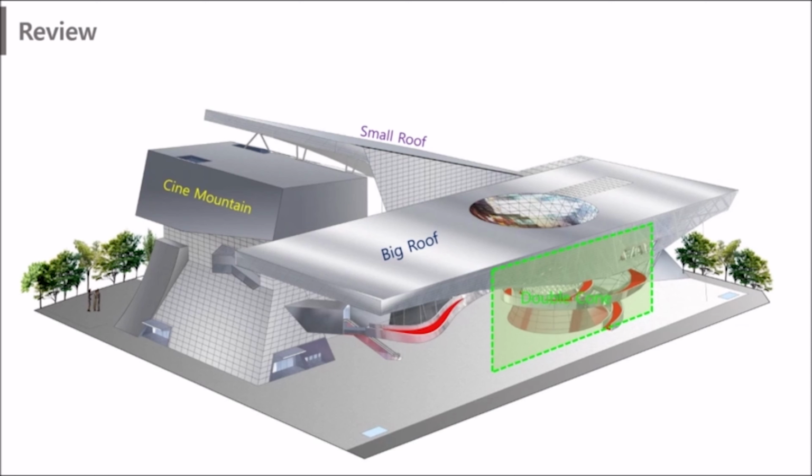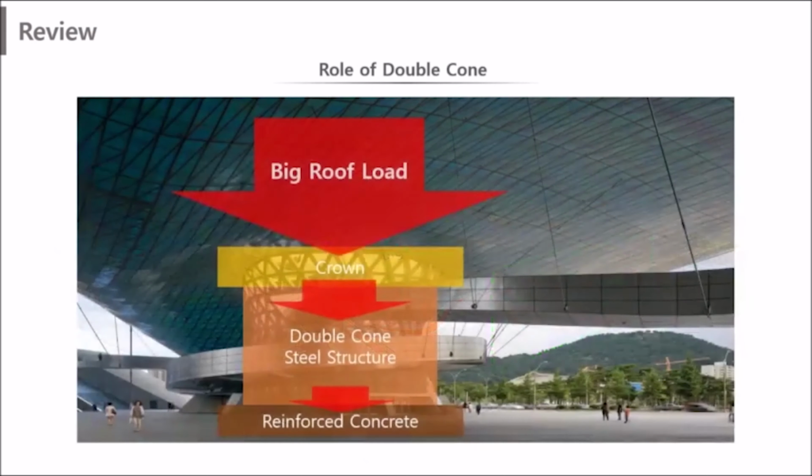Last week, our team presented about the double cone. The double cone acts as a support for the load of a Bing roof and carries the load well to the lower support surface. It plays the biggest role in this structure and allows the existence of the world's longest cantilever roof.